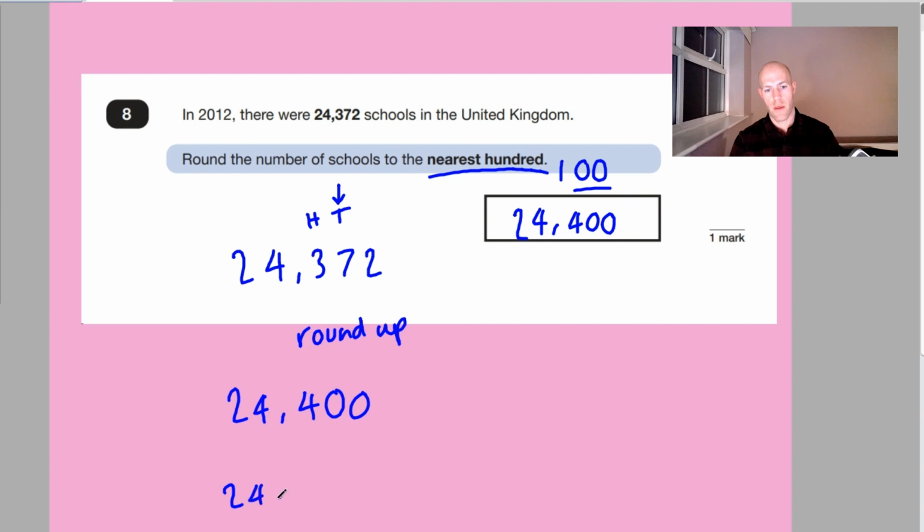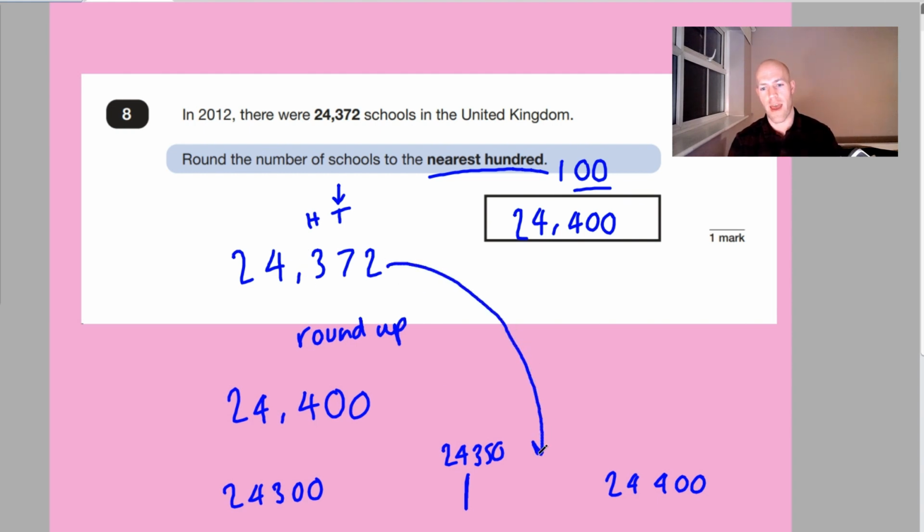Or you can look at this, 24,300 is lower. 24,400 is higher. In the middle here is going to be 24,350. And where is my number that we're actually working with going to land? 372 is going to land there on this side. Therefore, it's going to be closer to 24,400. And so we round it towards that number.